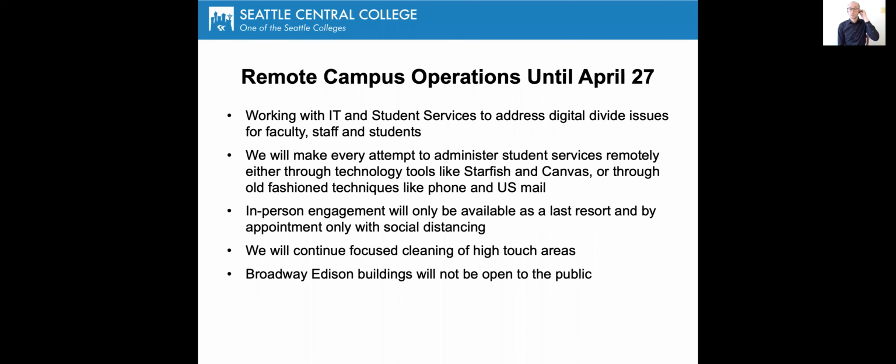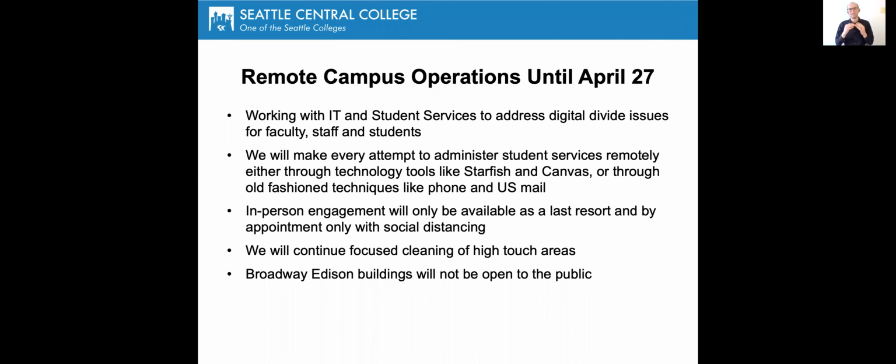After April 6th, or whenever the governor issues the okay to move from staying home and staying healthy, what we are doing is remote operations. We are trying to make sure that we address faculty, staff, and students who don't have the technology that they need to work from home. I think for the most part, we have gotten those taken care of, but as we start spring quarter, we know that we will have more issues. We are trying to deliver student services remotely using technology tools like Starfish and Canvas, and some of you have already used those. We're making advising appointments and using Zoom like this to communicate.